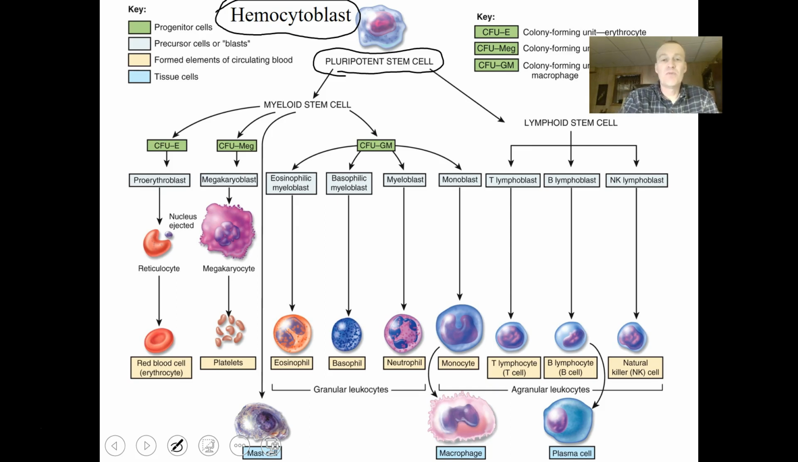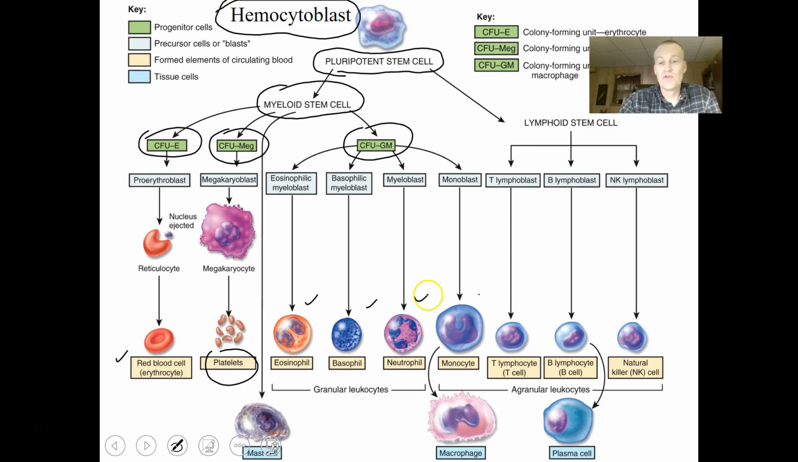For example, if this pluripotent stem cell is given a signal to become a myeloid stem cell, then given other hormones, it can become, so if it's given colony forming units, or CSF, colony stimulating factor E, it's going to become a red blood cell. If it's given colony stimulating factor MEG, it becomes a megakaryoblast, which will eventually become platelets. So if it's given other kinds of hormonal signals, then it can become things like eosinophils, basophils, neutrophils, or monocytes. We'll go over each of those a little bit later on.